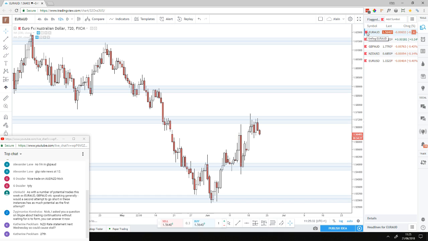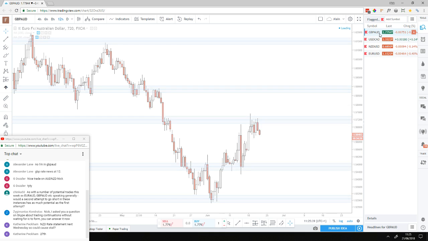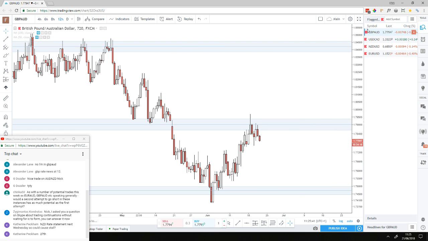morning slash very early afternoon. So I would say around midday. GBP AUD, similar. If you're short, you may as well hold on to it until tomorrow. Exact same as Euro AUD.